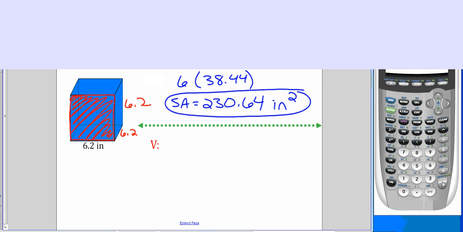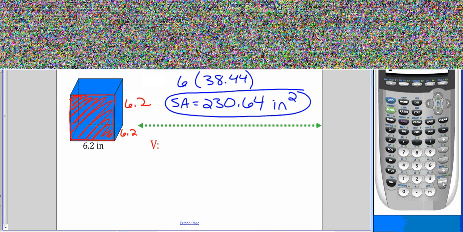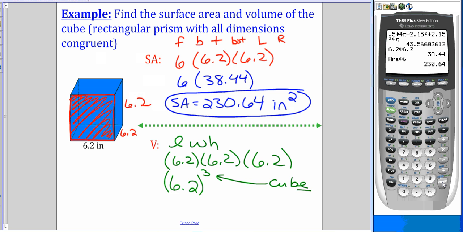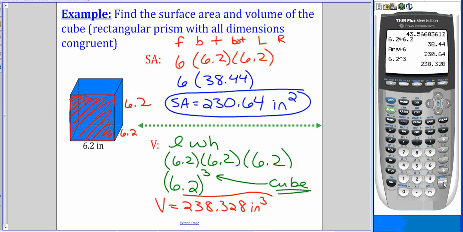So moving on to the volume. The volume for the cube is length times width times height. In this case, the length is 6.2, the width is 6.2, and the height is 6.2, which means I really have 6.2 cubed. 6.2 times 6.2 times 6.2 is 6.2 cubed. That's why this thing is called a cube, because to find the volume, we cube the edge. So I can do 6.2 raised to the third power, which is how I can cube something. And that gives me that my volume is 238.328 inches cubed. And again, that's why that is called a cube.